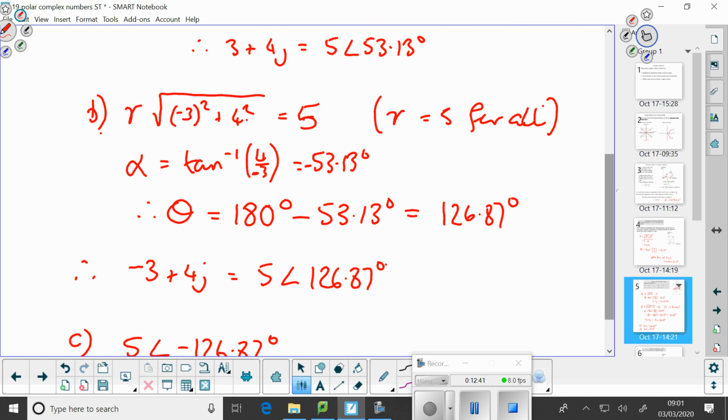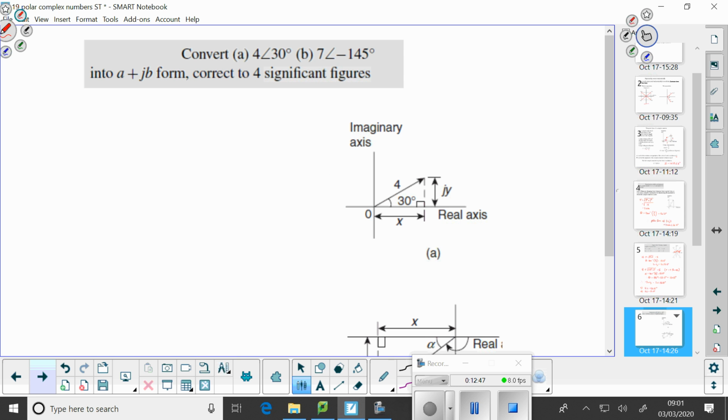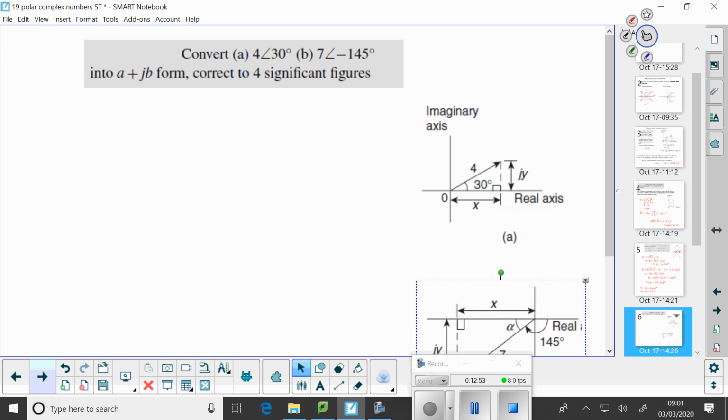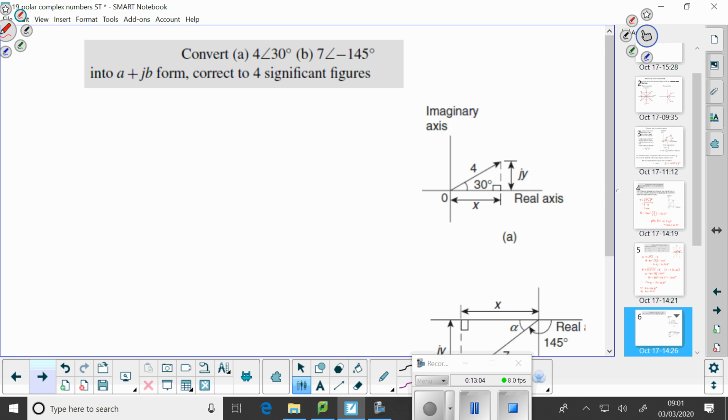So that's conversion from rectangular to polar form. And then what we're going to do now is have a look at a couple of examples of going the other way, from polar form into rectangular form. So we've got this example here of 4 angle 30 degrees.